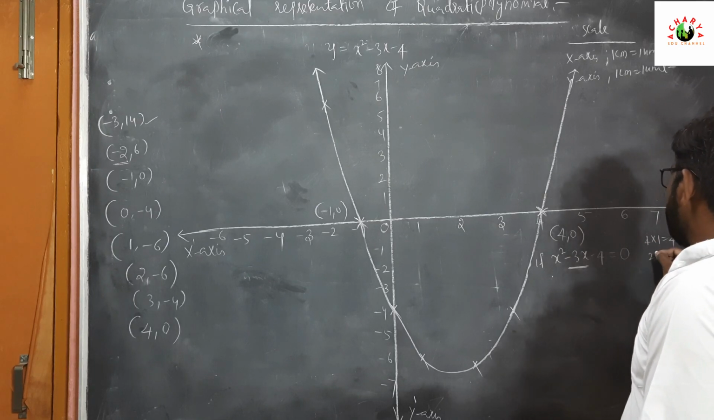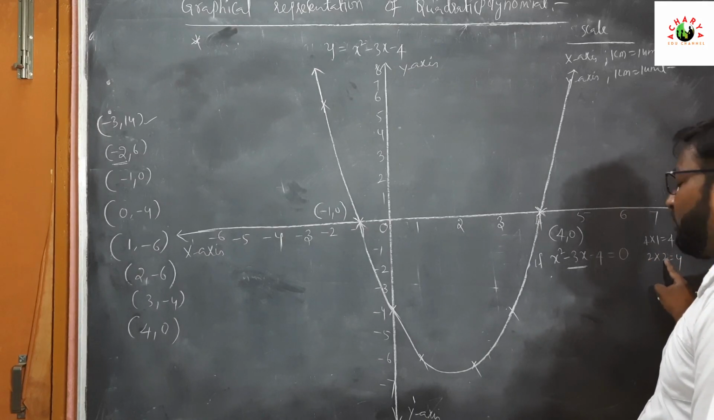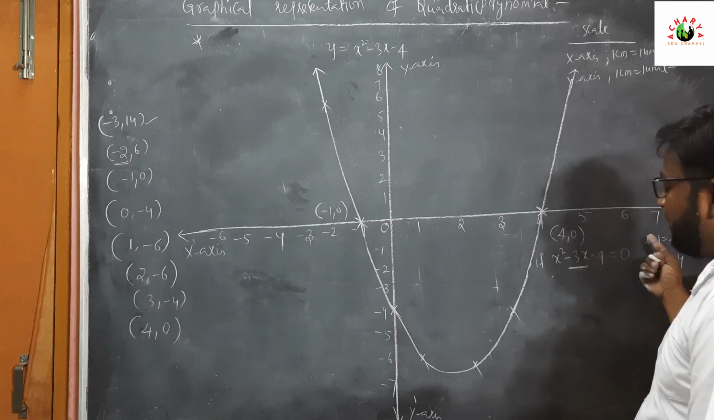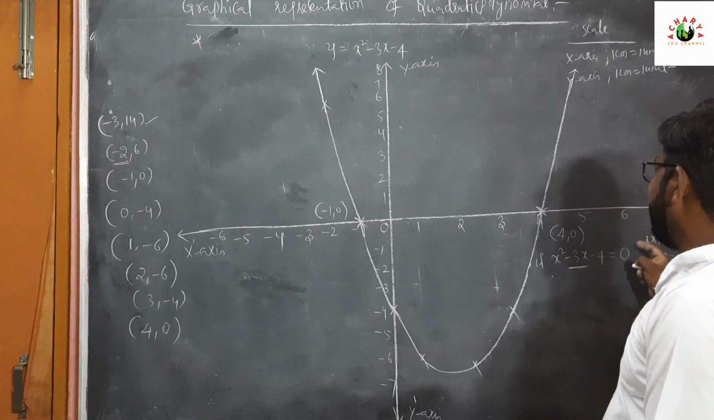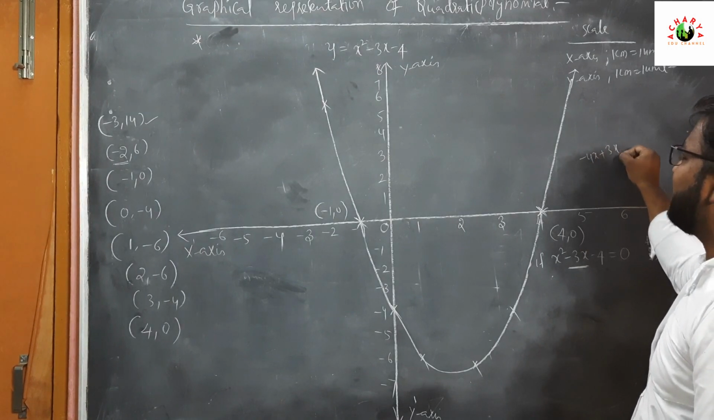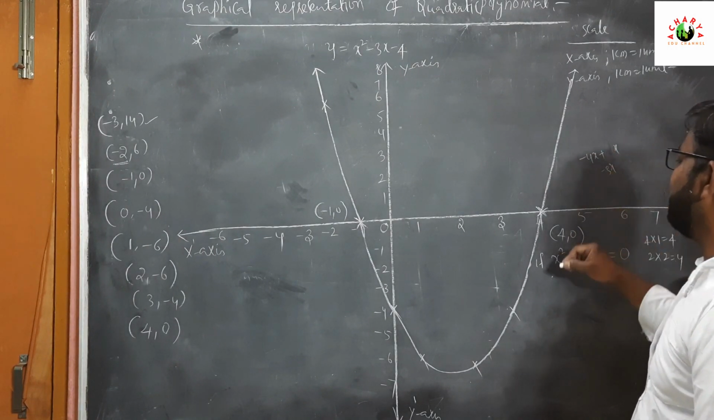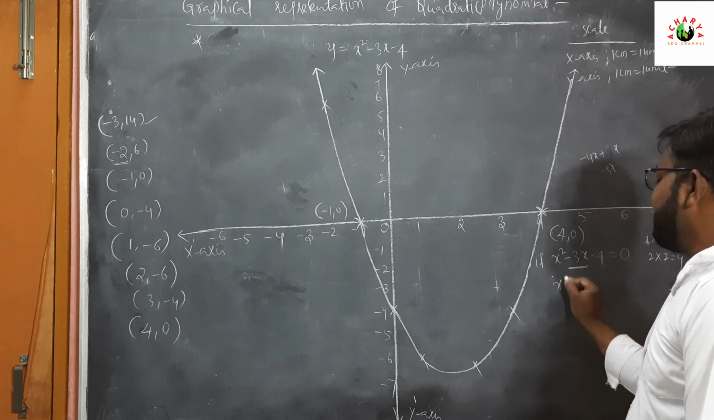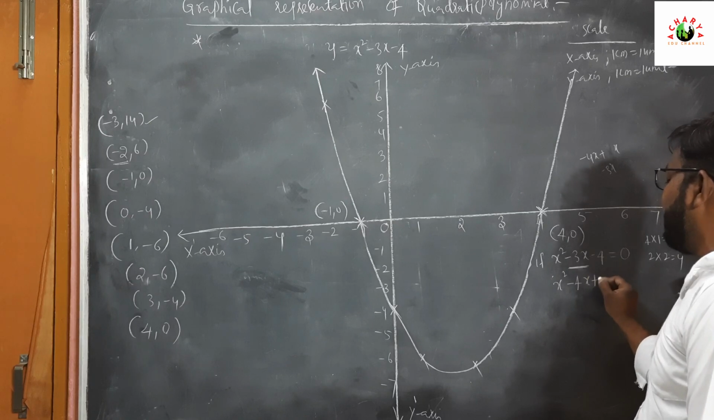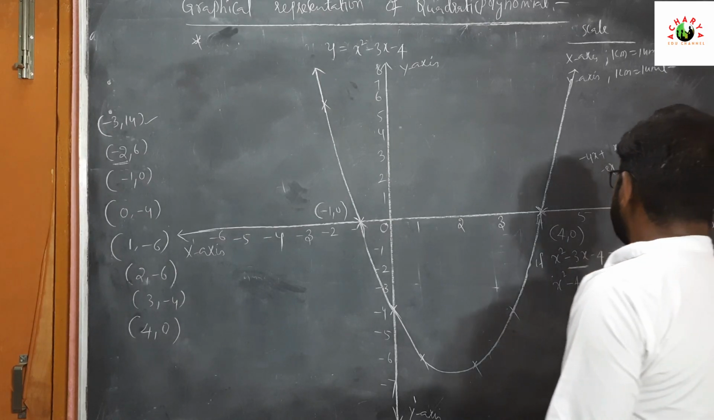2 twos are 4, but if we take 2 and 2, we won't get the 3 in the middle. Here by using 4 and 1, minus 4x plus x gives minus 3x. So x square, instead of minus 3x I am writing minus 4x plus x, minus 4 equal to 0.